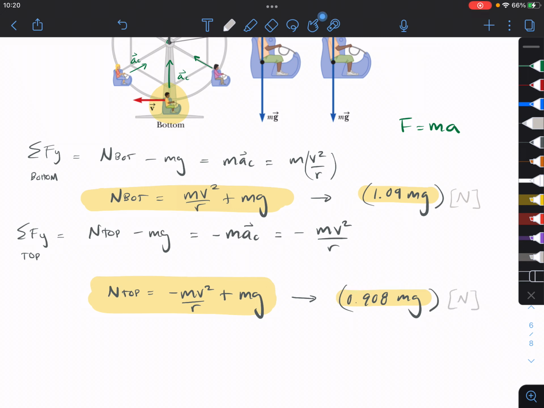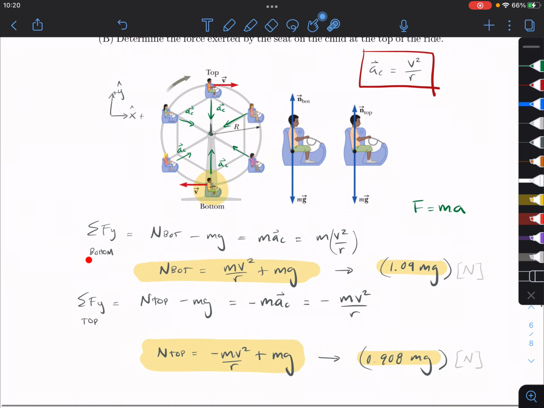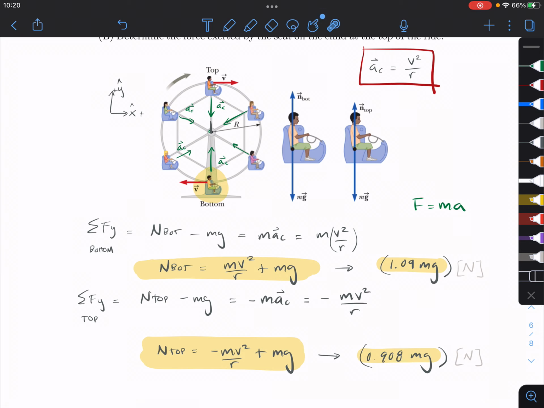But they wanted to have you set it up this way so you could look at the ratio of the weights. So at the bottom, note that he's going to feel like he weighs more, versus at the top, he's going to feel like he weighs less, right? Because the centripetal acceleration is detracting from the weight. Let me just make sure I got that right here. So top, 0.908, feel like you weigh less. Bottom, feel like you weigh more, because you're basically spinning towards the center.